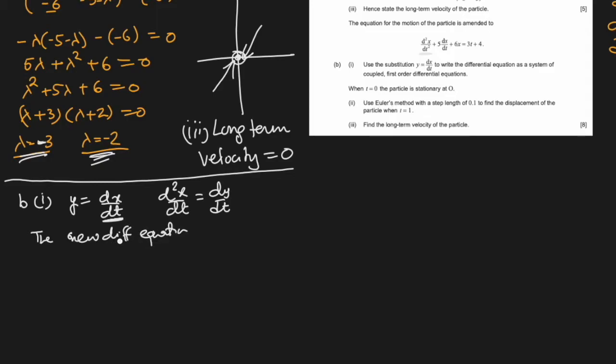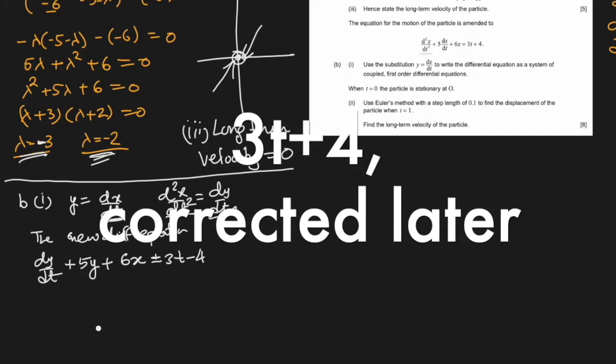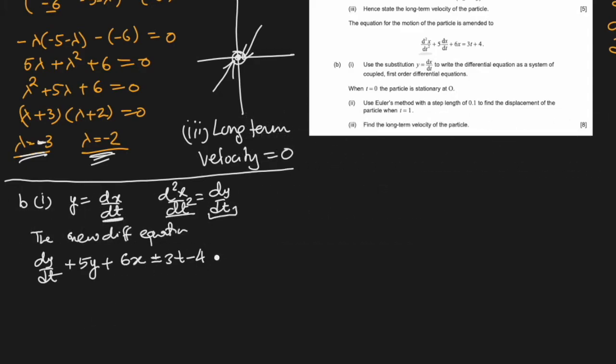First order: d²x over dt² will be replaced by dy over dt. Then plus 5 dx over dt, which is y, plus 6x, equal to 3t minus 4. This is what we will write.